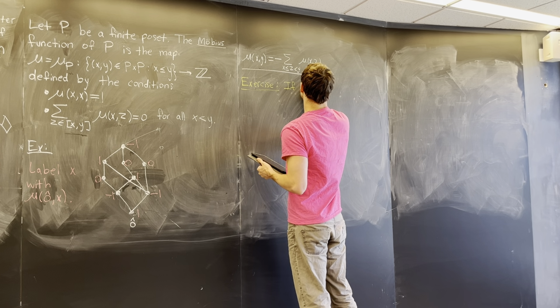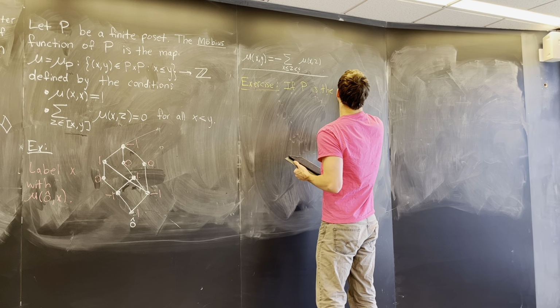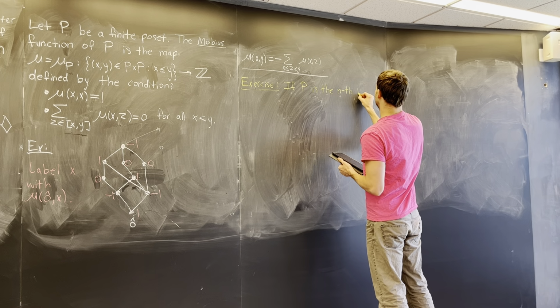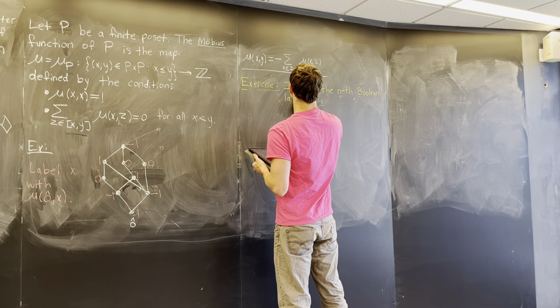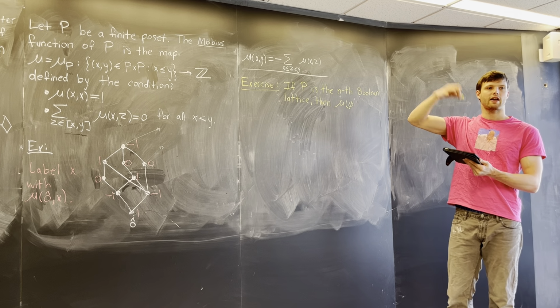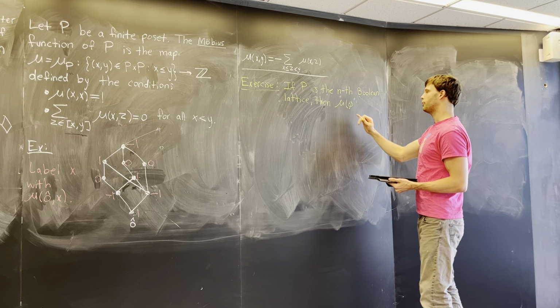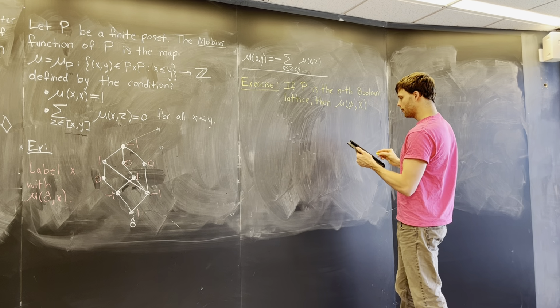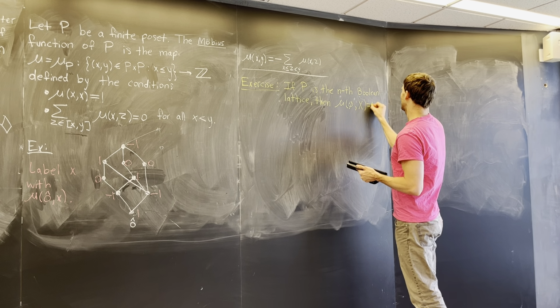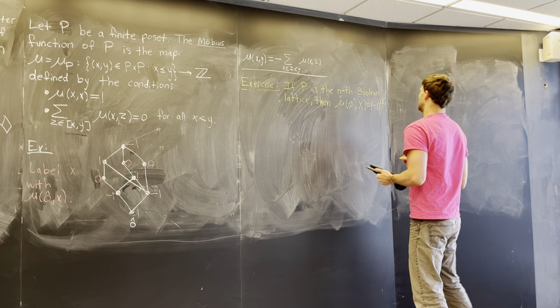If P is the nth Boolean lattice, then mu of, well, the bottom element of the Boolean lattice is the empty set, because I'm thinking of the Boolean lattice as subsets of an n-element set under containment. So the bottom element 0 hat is really the empty set. And then if I go up to some element, which is some set x, this ends up being -1 to the power of the cardinality of x. This is one part of the exercise.